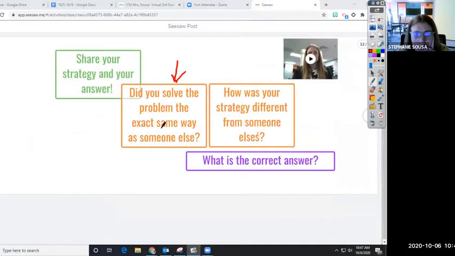Did you solve the problem the exact same way as someone else? I also want you to think about how was your strategy different from someone else's, okay? So as you are looking at others share, did you solve the problem the exact same way? And how is your strategy different from someone else? So several of us are going to share our work here, okay? So I'm going to stop sharing my screen and I'm going to come over here on Dino and click at random. And boom. All right, Josh, go ahead and share your screen with us, please.